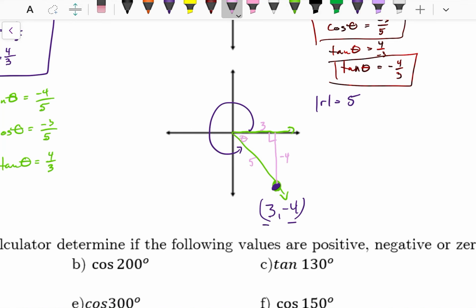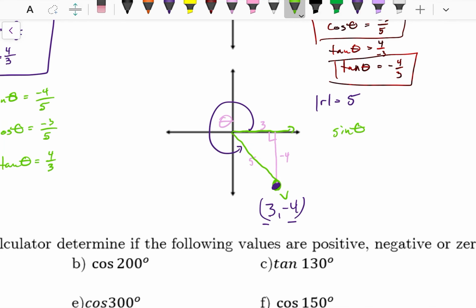There we are. It's all over the place all of a sudden. There we are. So my sine theta is my y-coordinate divided by my radius vector r. My cosine ratio is my x-coordinate divided by my radius vector r. And tangent theta is my y-coordinate divided by the x-coordinate. In quadrant 4, sine is negative. Quadrant 4, cosine's positive. Quadrant 4, tangent's negative.